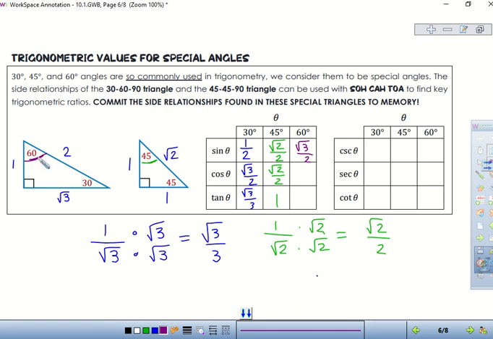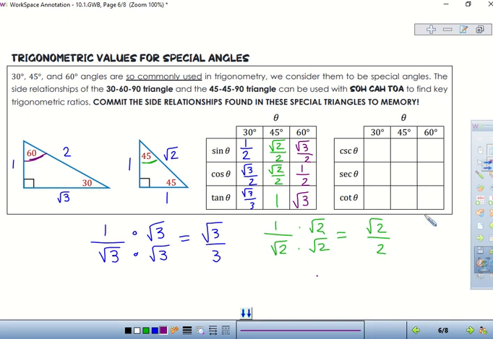Now we're looking at 60 again for cosine. That's 1 over 2, right? Adjacent over hypotenuse, 1/2. And then the last one is tangent. So tangent is going to be opposite over adjacent. So a radical 3 over 1, which is just radical 3.